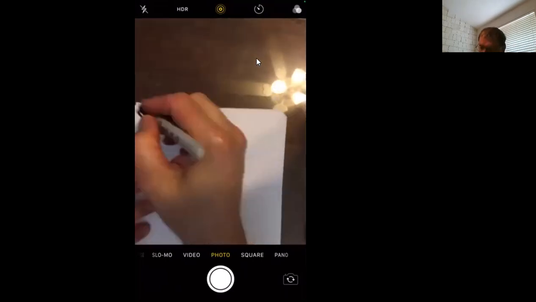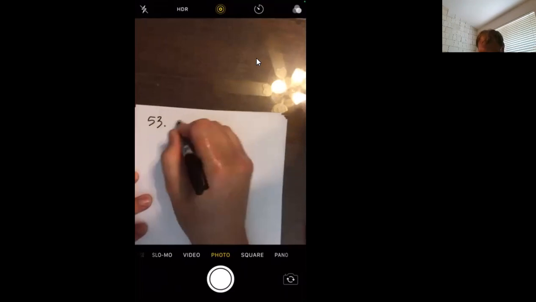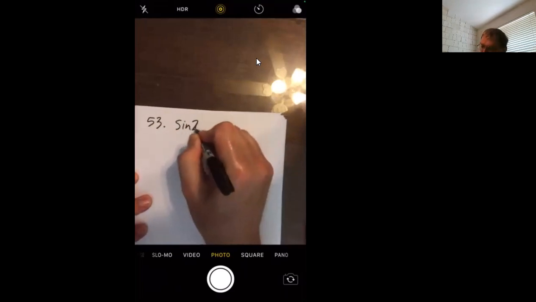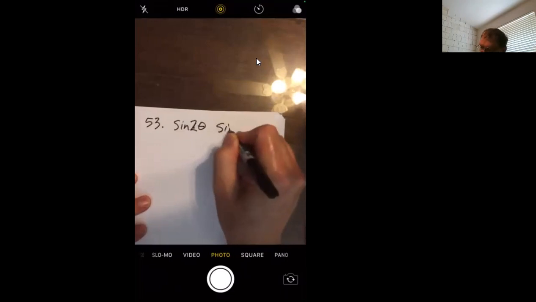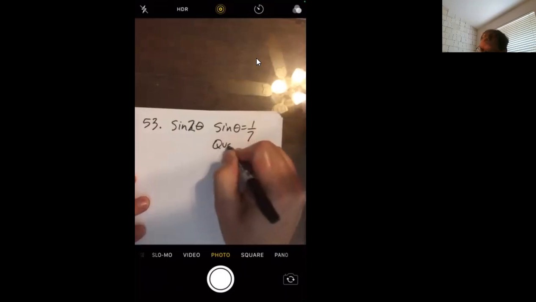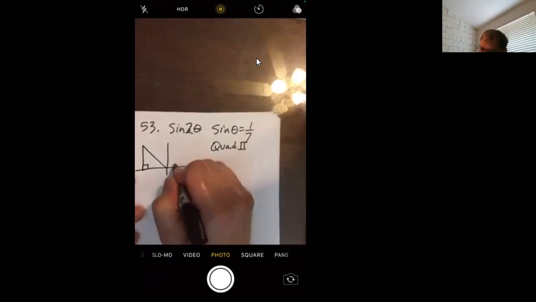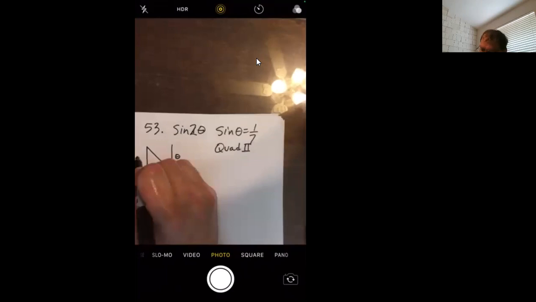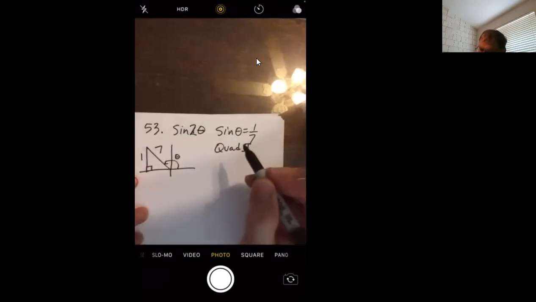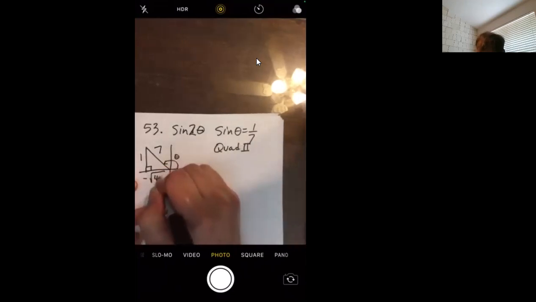How about 53? Sine of 2 theta, and the sine of theta is 1 over 7, quadrant 2. See, that's your theta around. Opposite over hypotenuse. 49 minus 1, that'd be a negative square root of 48.